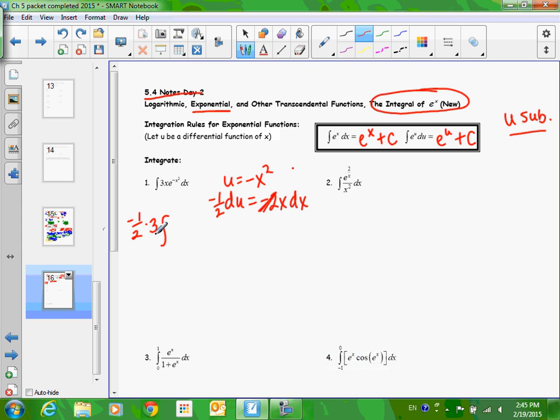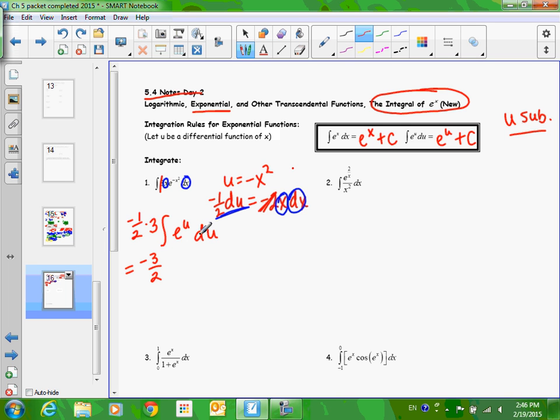Okay? So then we got to think, okay, did I take care of everything? The 3 I took care of. The e to the u I took care of. But watch this. See this x and this dx? They're right here. So they get replaced with the negative 1/2 and the du. I've already written the negative 1/2. So I get to just write the du. So negative 1/2 times 3, I'm going to go ahead and rewrite that as negative 3/2.